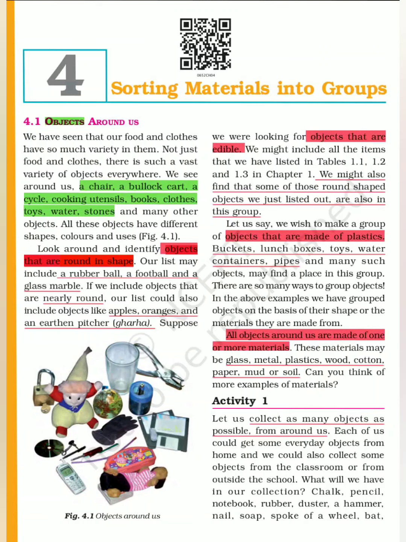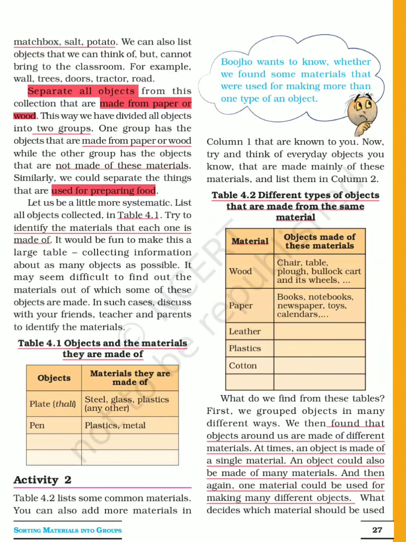Collect as many objects as possible around you. Make a table like table 4.1, where in the first column objects are given. You have to list all the objects, and in the second column you have to write the materials they are made of. They can be made with paper, wood, steel, glass, plastic, etc. You have to identify what materials they are made of. In the second activity, like table 4.2, you have to make another table in which in the first column you write the materials, and in the second column you write the objects made with these materials.